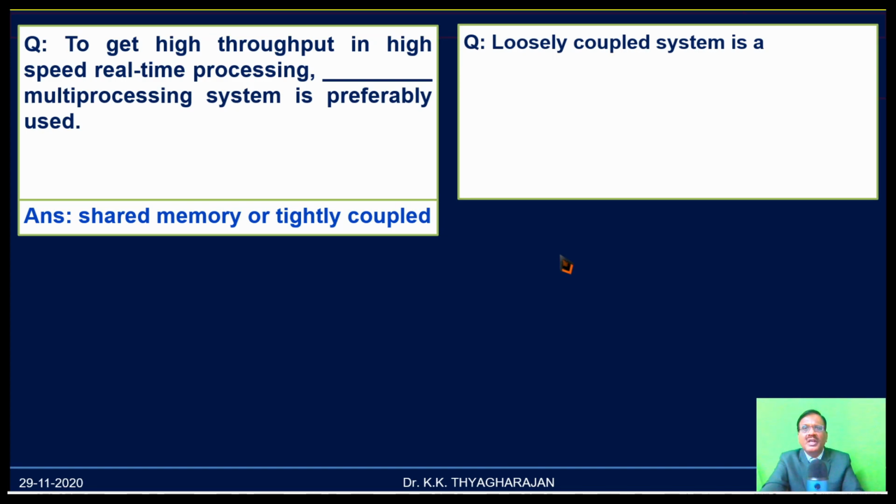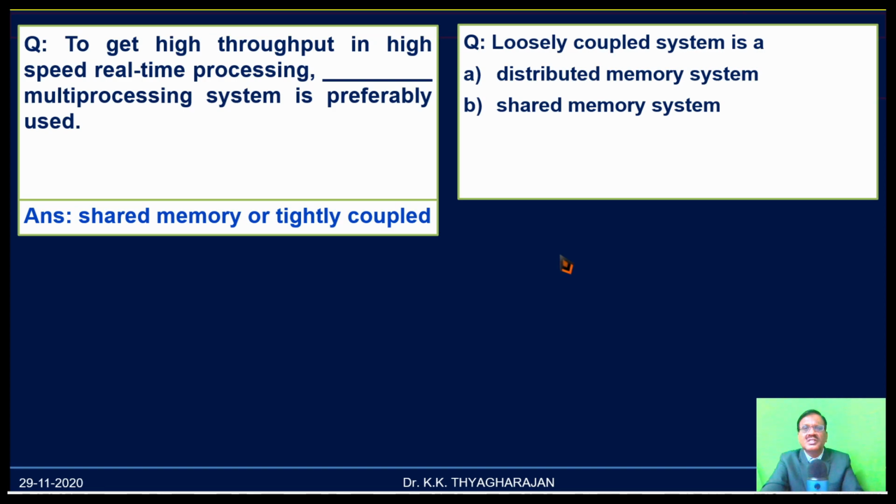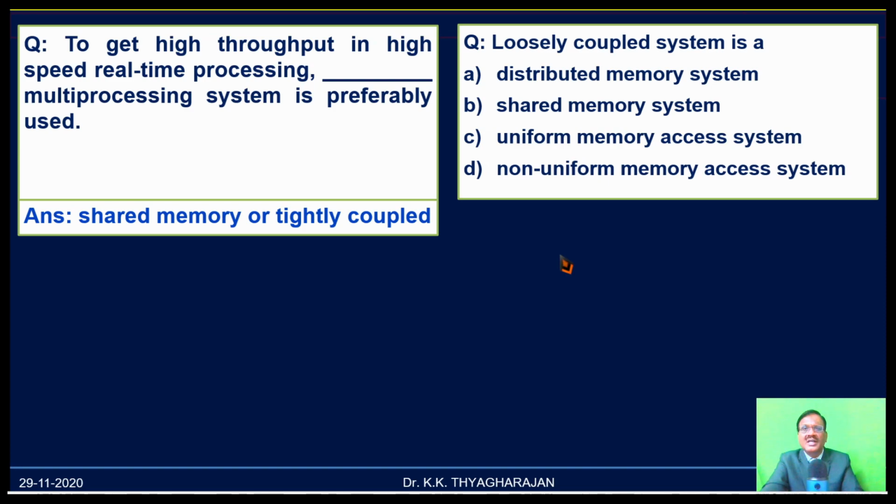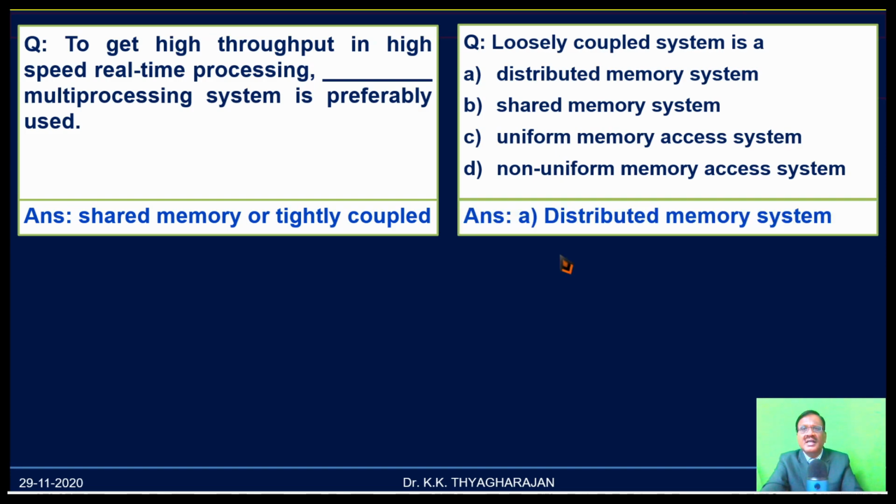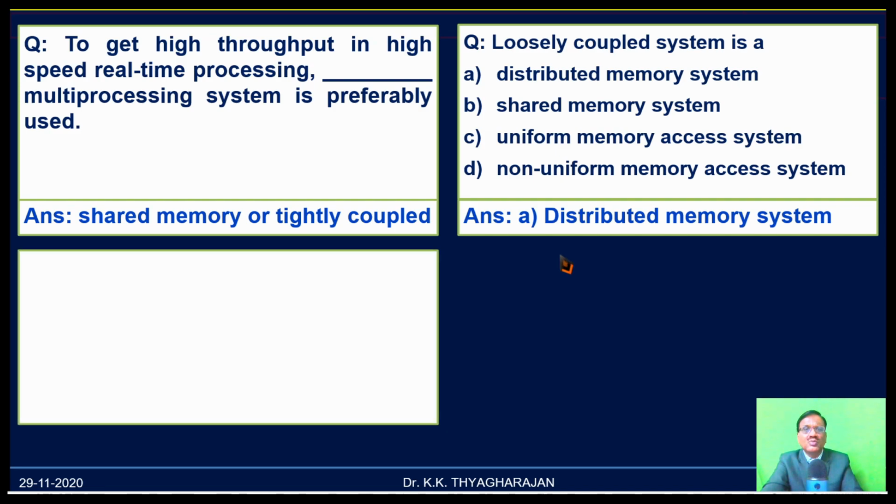Loosely coupled system is A. distributed memory system, B. shared memory system, C. uniform memory access system, D. non-uniform memory access system. Loosely coupled system is a distributed memory system. So the correct answer is A, distributed memory system. Let us see the next one.